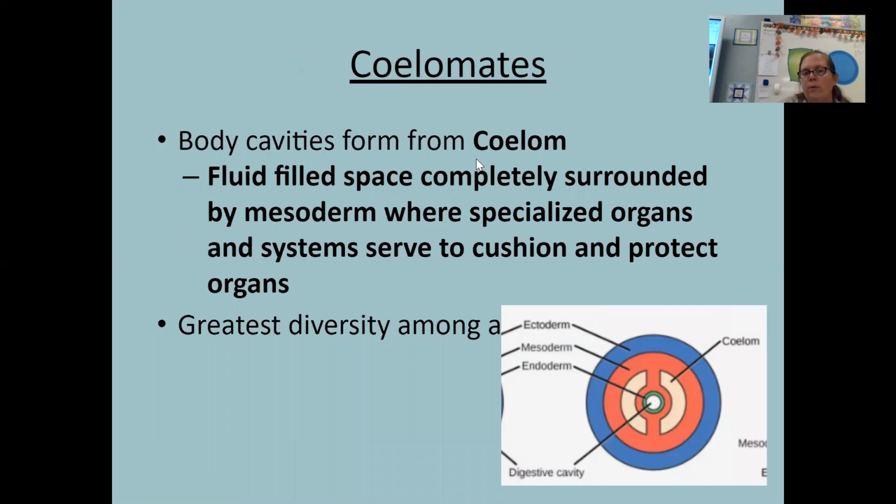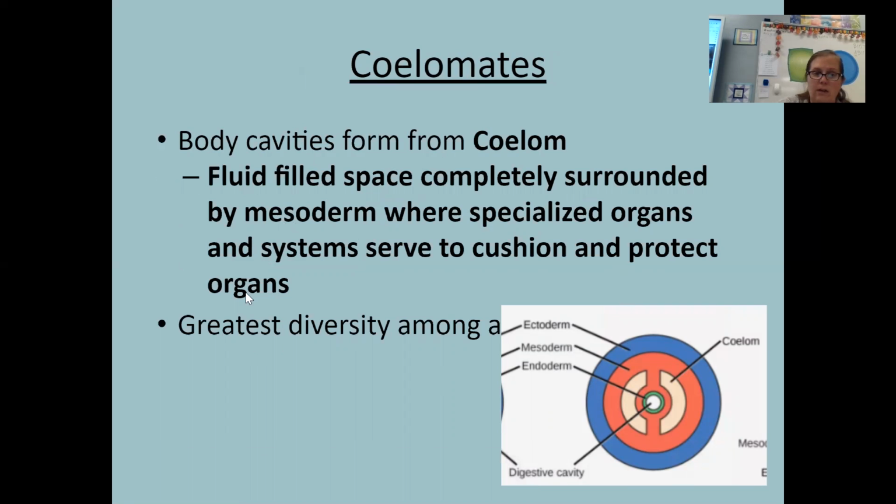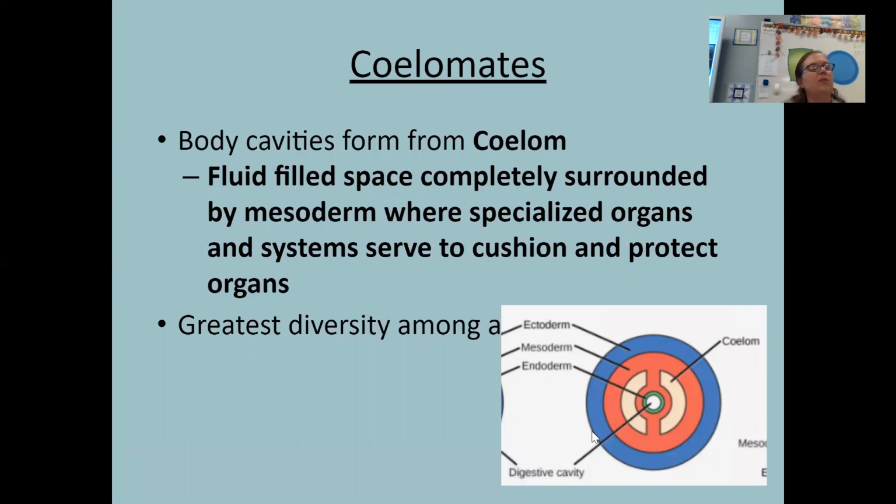Coelomates, body cavities form from a coelom. So in between the layers, you've got this coelom, this true body cavity that forms, and it fills with fluid, completely surrounded by the mesoderm, and then you have specialized organs that evolve. This is the greatest diversity among the animal groups. This type of body plan is including the segmented worms, the annelids, but also many of the upper body class or upper animal classes.